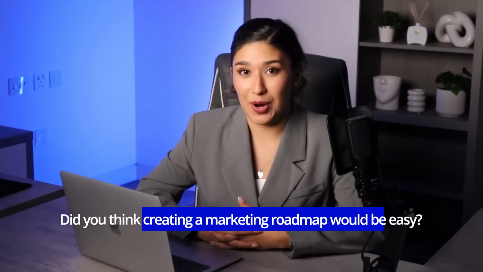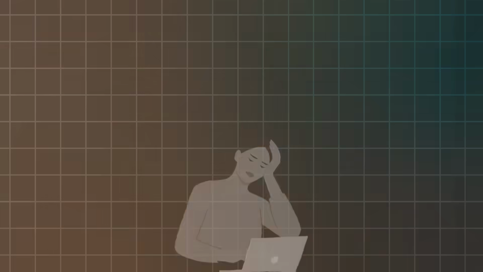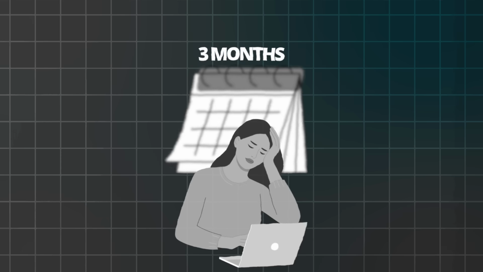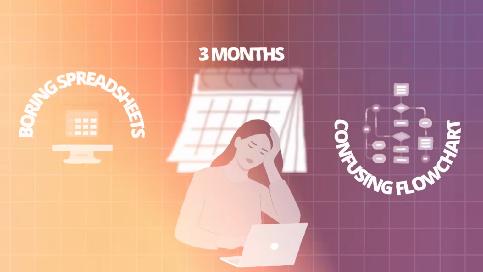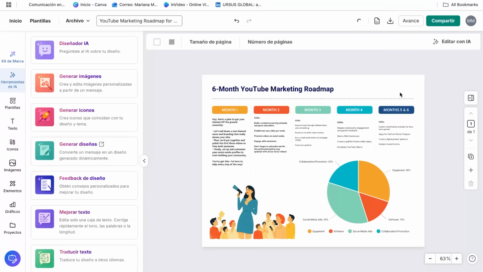Did you think creating a marketing roadmap would be easy? I did. I spent literally 3 months trying to map out my content strategy with boring spreadsheets and confusing flowcharts that look like spaghetti. But it was such a struggle. I wish I'd known how to do it smarter using AI that literally creates everything from scratch.